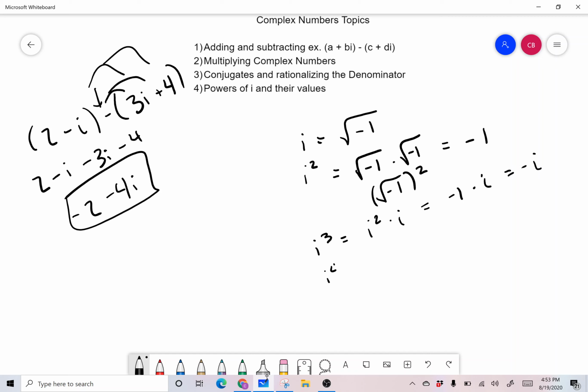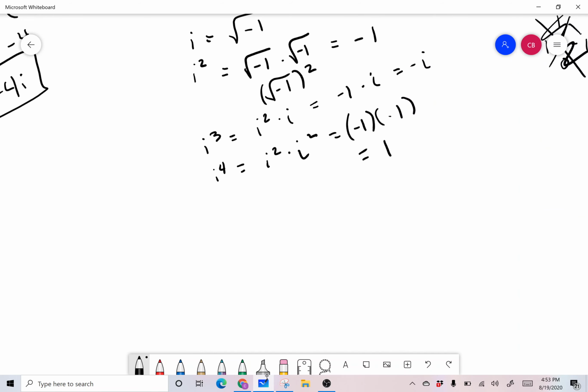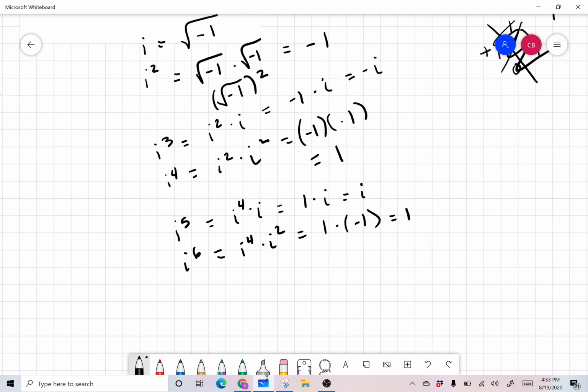And then we have i to the fourth, which is just i squared times i squared, which is equal to negative 1 times negative 1, which is equal to 1. Okay, so let's look at i to the fifth. That's i to the 4th times i, which is equal to 1 times i, which is equal to i. i to the 6th is just i to the 4th times i squared, which is just 1 times -1, which is -1, and you can kind of see a pattern emerging.